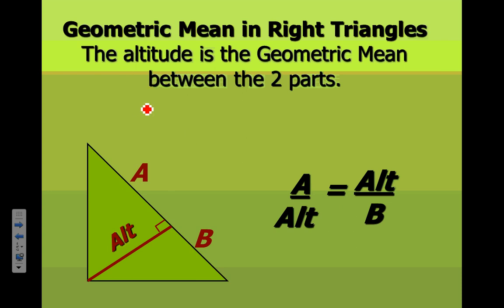Okay, so we have A over the altitude equals the altitude over B. Okay, so you have A over the altitude equals the altitude over B. And we can call this the heartbeat problem because this looks like a heart. Okay, A over the altitude equals the altitude over B.